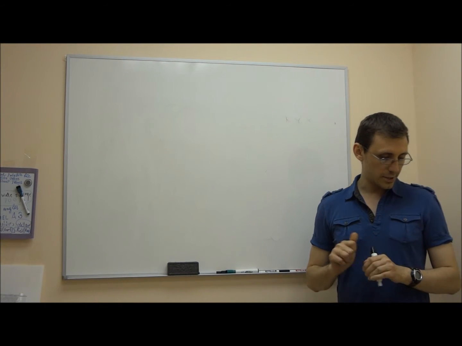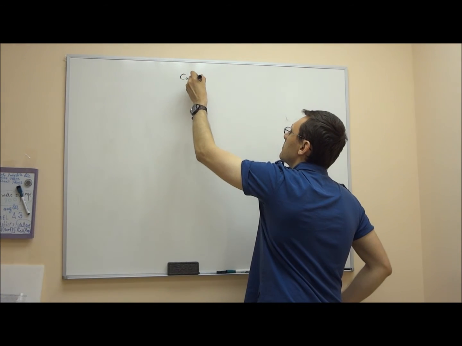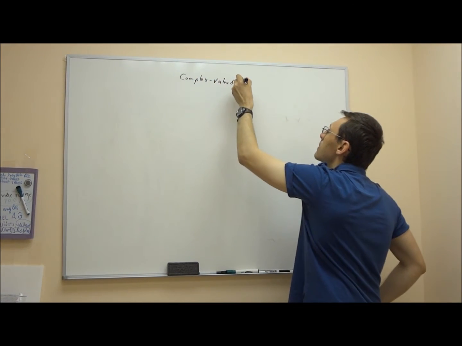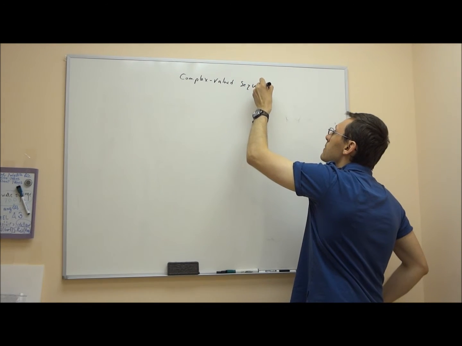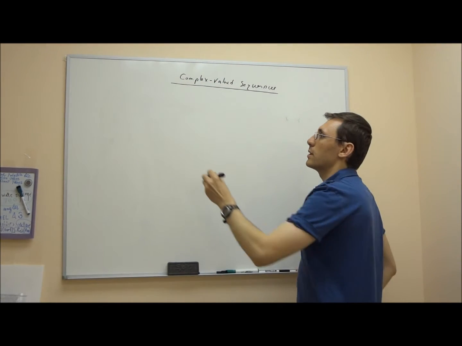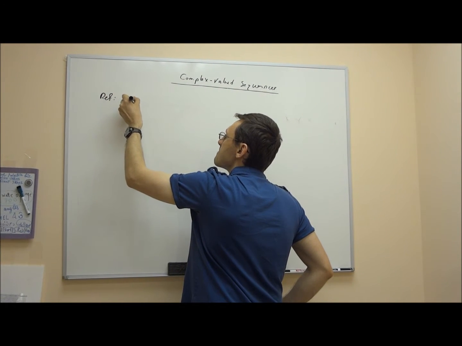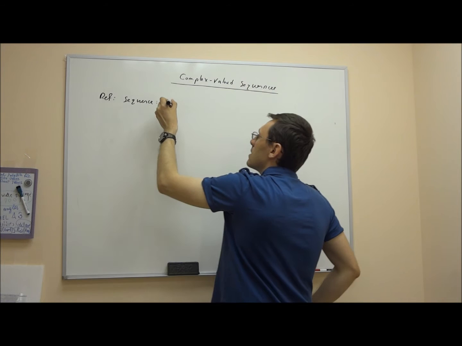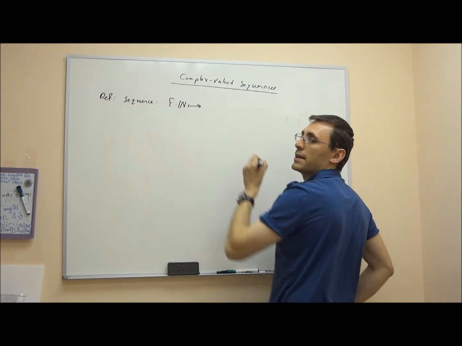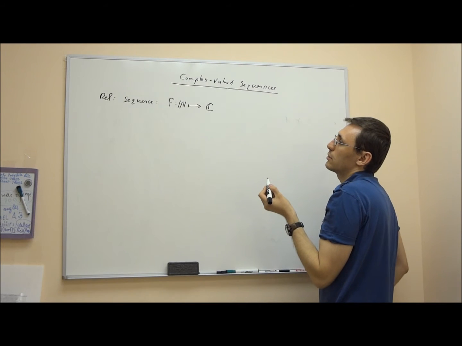So today we begin the discussion of complex valued sequences. So first recall what is a sequence. A sequence is a function from the natural numbers to any space X. In this case, our space is going to be the space of complex numbers when we're talking about complex numbers.